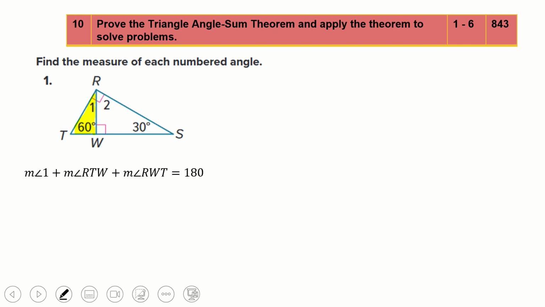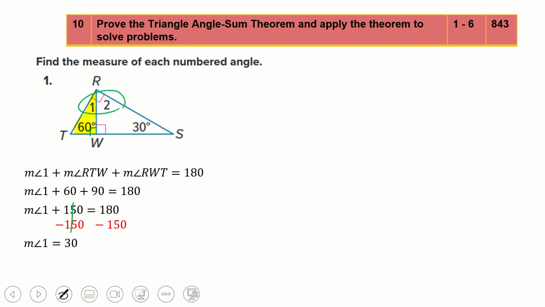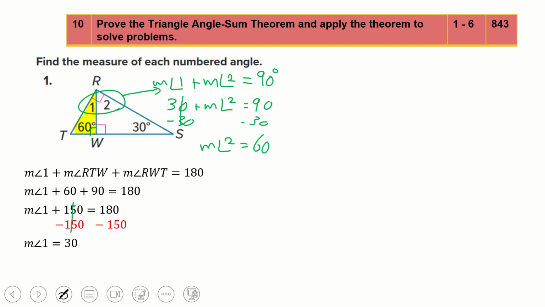We know that angle 1 is the one that we're looking for. RTW is 60 degrees, and RWT is a right angle. So there is a right angle here. Add them up and then subtract them from 180, you get 30. So angle 1 is 30. And if you look at angle 1 and angle 2 together, they sum up to 90 degrees. So we found the measure of angle 1 to be 30, plus the measure of angle 2 equals 90, subtract 30, you get the measure of angle 2 to be 60 degrees.